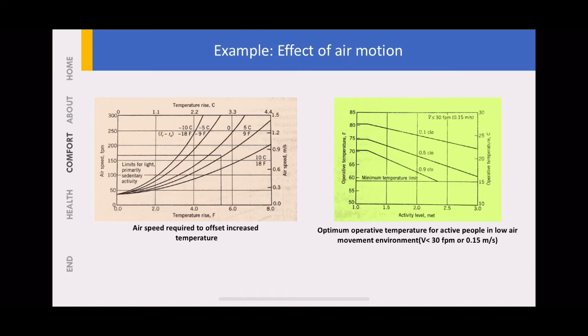surround the room. On the right graph, it shows the optimum operative temperature for active people in a low movement environment. So velocity is less than 30 feet per minute or less than 0.15 meter per second. Right. Have a look at this table. They have for clothing, this is operative temperature in Fahrenheit. This one is operative temperature in degrees Celsius. And these are the activity levels or the metabolic rate that is happening. So towards the right, we are going to be very active. And as you can see, the clothing number drops.